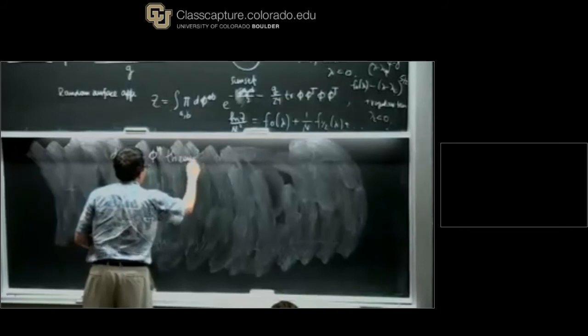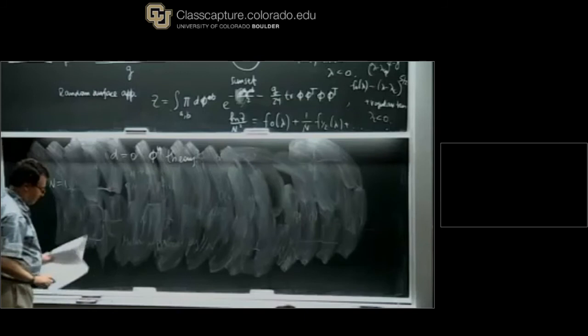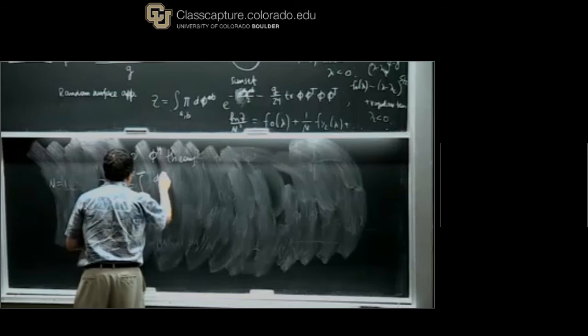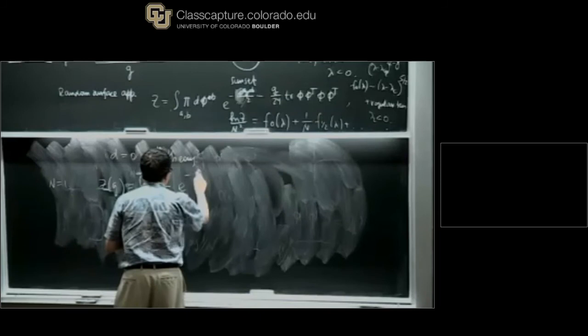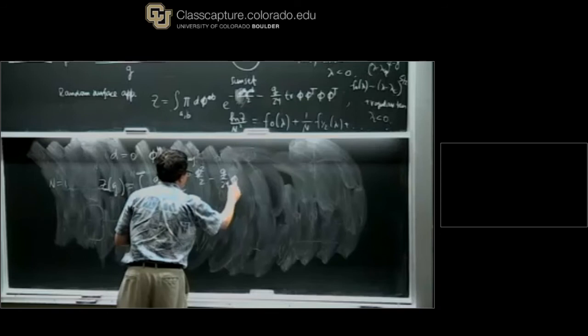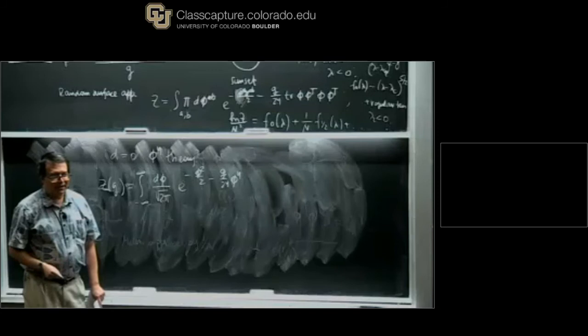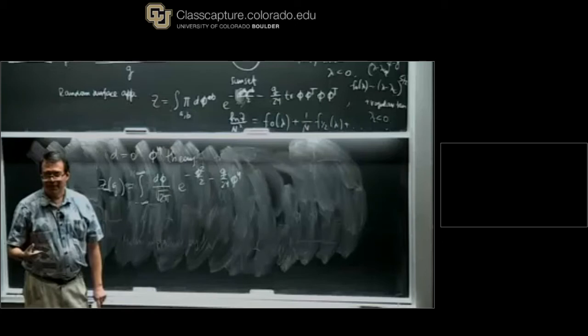So first, let's just consider N equals 1. Namely, just one field, no symmetry. So Z of g is just an integral, right? It's the integral from minus infinity to plus infinity of d phi over root 2 pi, e to the minus phi squared over 2 minus g over 24 phi to the 4. So this is a great toy model for Feynman diagrams, if you want to get practice computing. Of course, you don't need to do integrals here, but there are still symmetry factors.